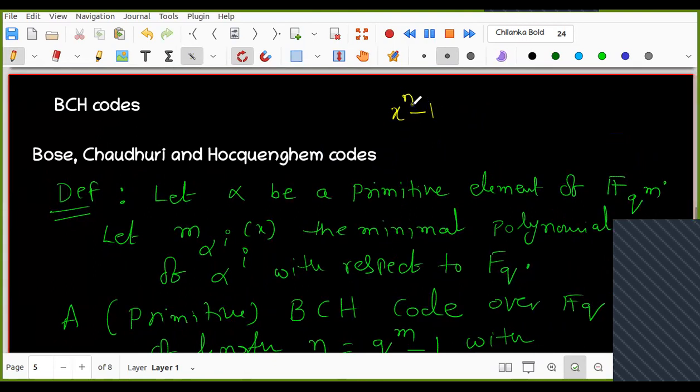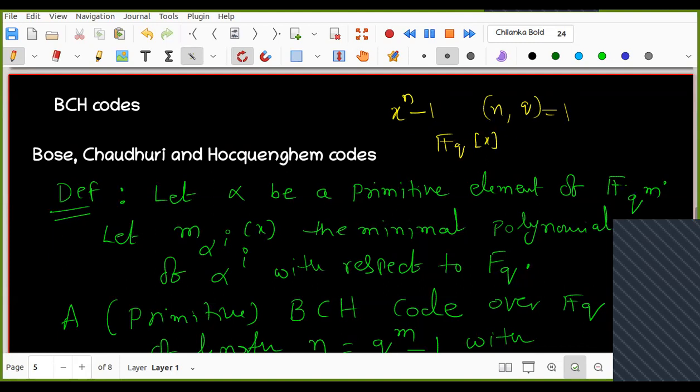But what is n here? We need that GCD of n and q should be 1. Why? Because we are working in F_q[x]. If the GCD is not 1, then we will face a problem because it may have repeated roots, right? So n and q have GCD 1.